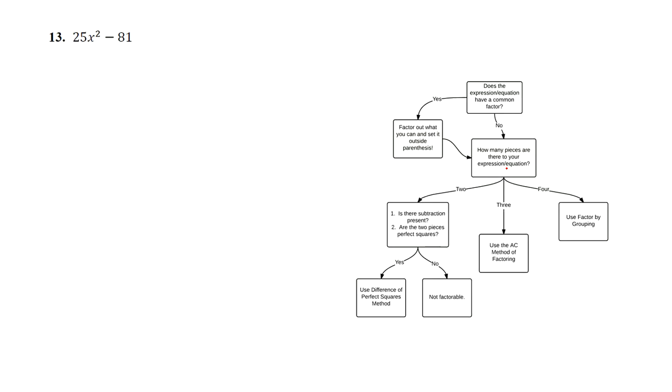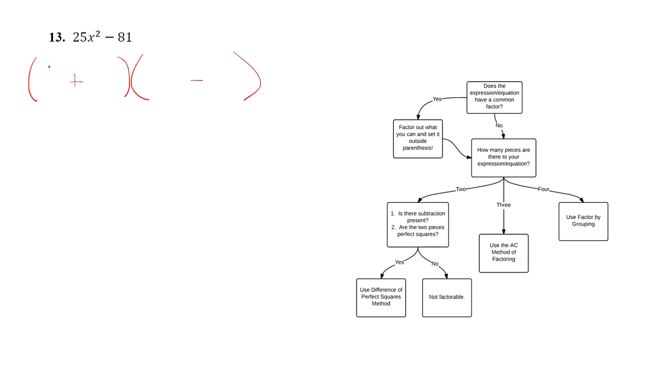How many pieces are there? There are 2 pieces right here. Is there subtraction present? Right there, yep. Are there 2 pieces perfect squares? Is 25 a perfect square? Yep. Is 81? Yep. Difference of perfect squares, special cases. So remember, guys, that's when we got to go like this. And one had a plus in the middle, one had a minus in the middle. It's what we did yesterday.